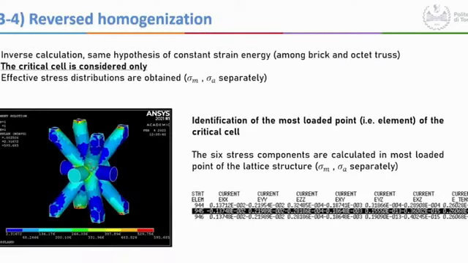Then the next step is to provide the reverse homogenization to recalculate the stress distribution across the cell, but only considering the most critical cell of the entire lattice structure. Now we have again the real effective stress distribution, and we can use this distribution to calculate the most critical point of the most critical cell, that in this case is in the core of the cell. In this point, we can estimate the 6 components of the stress tensor, again by considering mean and alternate components of the fatigue load separately.